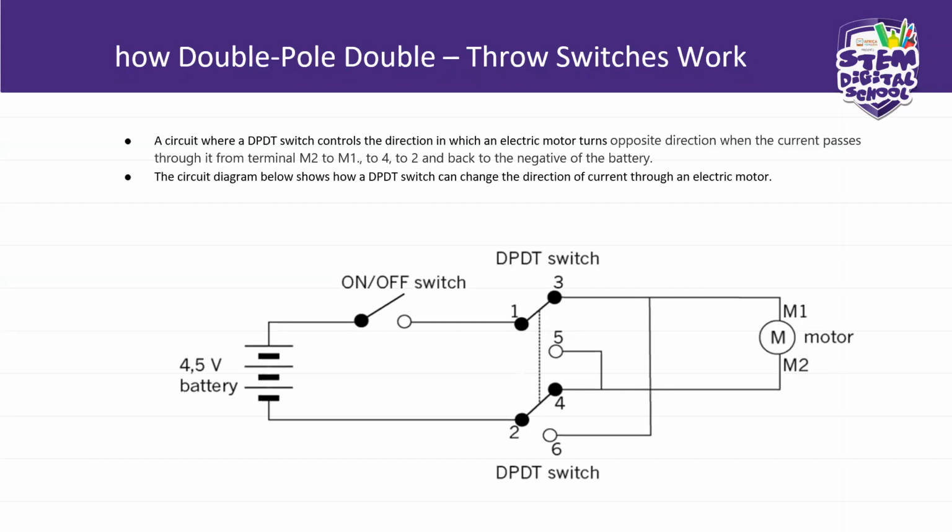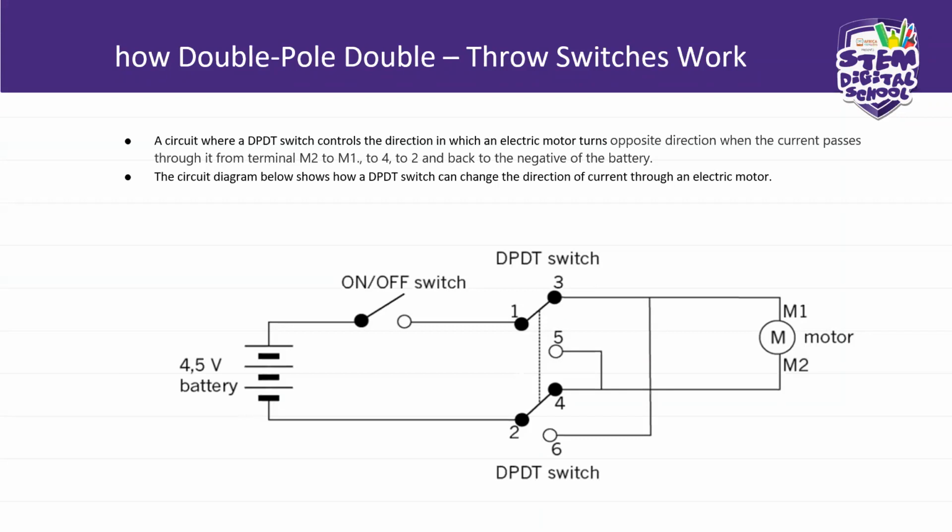And then to 4, there is 4. To 2, there is 2. And back to the negative of the battery. There's your battery. So this is your negative terminal of the battery. The circuit diagram below shows how a double pole, double throw switch can change the direction of current.